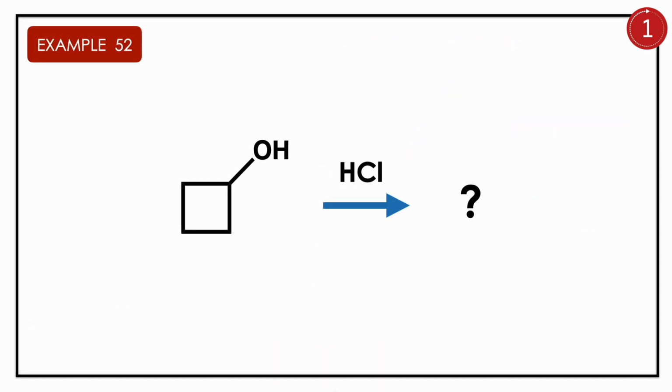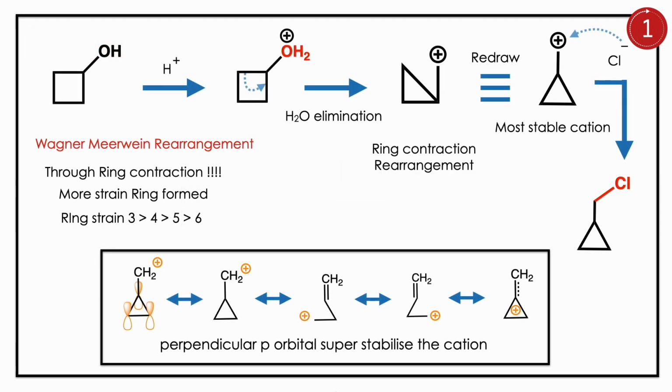Then the example 52, you have cyclobutane with alcohol. Reacting with HCl, you should find what will be the final product. This example will be super interesting. Why? Because the cation formation is obvious, but after that what will happen?